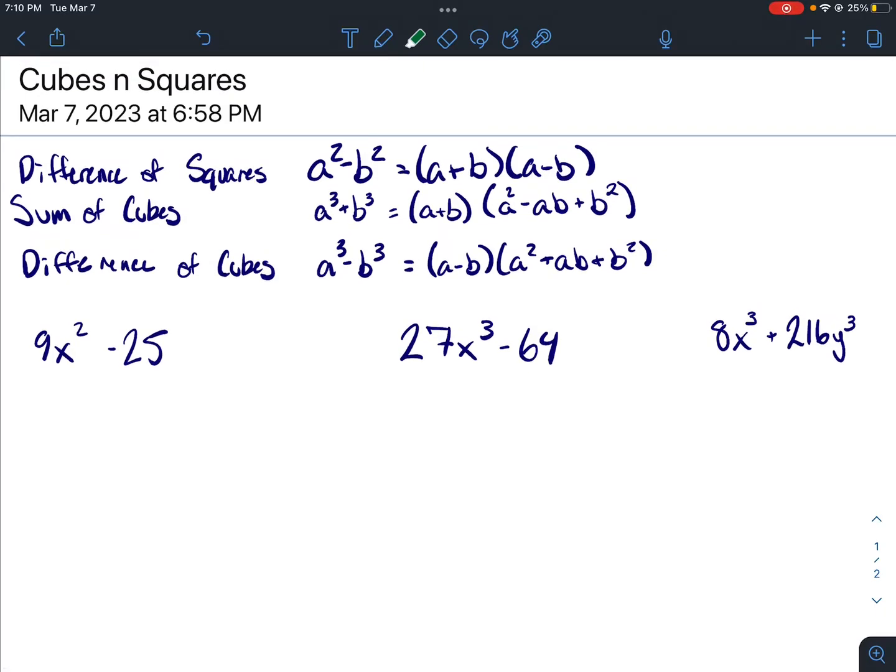Alright, gents, today we're going to look at difference of squares, and the sum and difference of cubes. I got the formulas up top ready to go. So remember, when I say use the sum and difference of cubes, or even generally just say factor, you would have to figure out which one to use. We're going to be using this set of formulas.